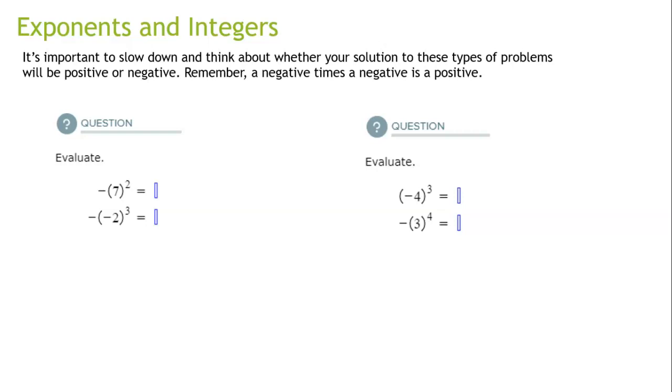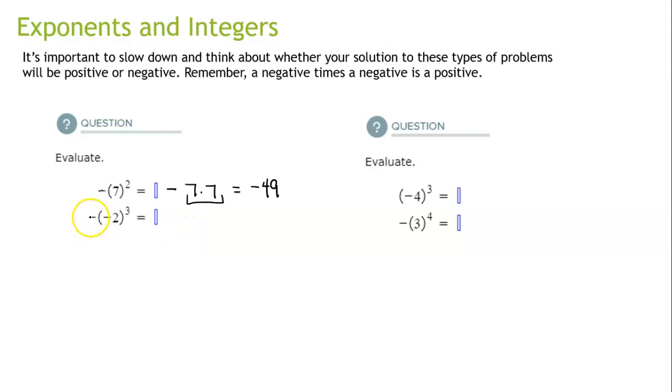Same topic, no reason to jump to a new topic in your notebook. This time, our negatives could be on the inside or the outside of the parentheses. I want you to notice that for this one, it's the 7 that's being squared, not the negative, because the negative's on the outside of the parentheses. What that's actually telling you is to keep the negative in front and to square the 7. Well, 7 times 7 becomes 49, but there's a negative on the front, so that should be negative 49.